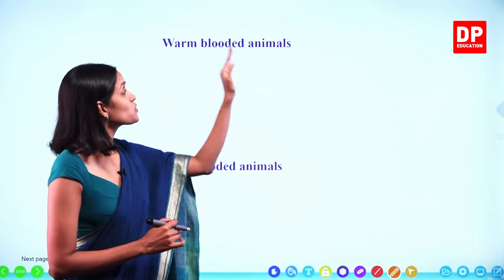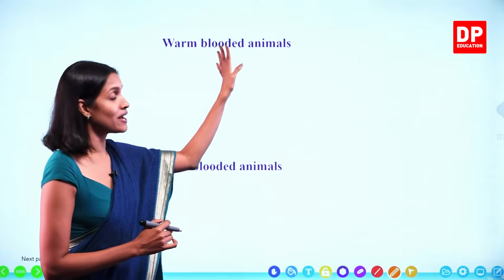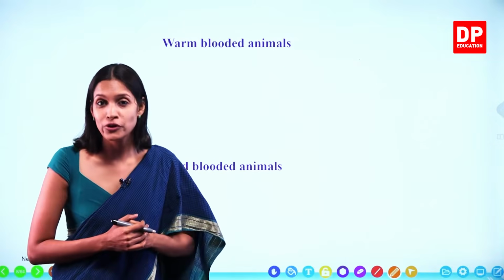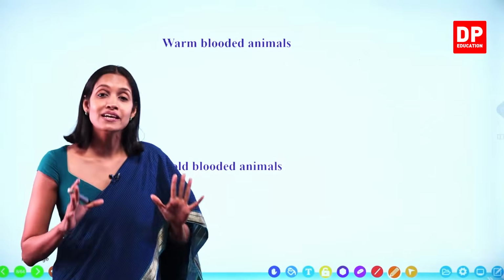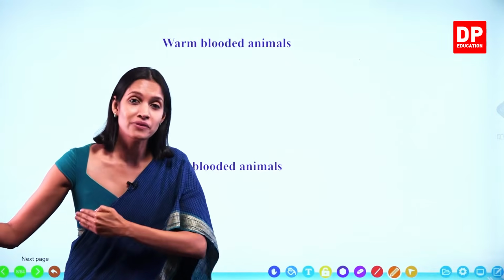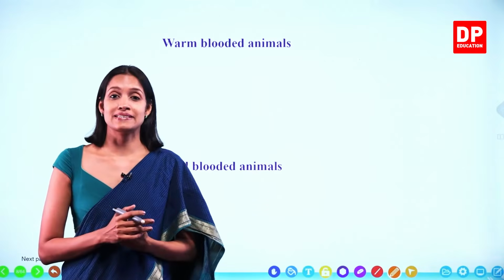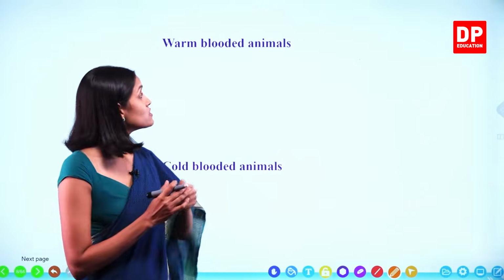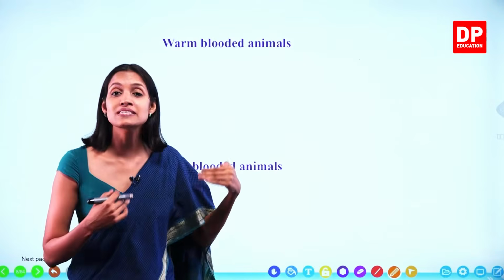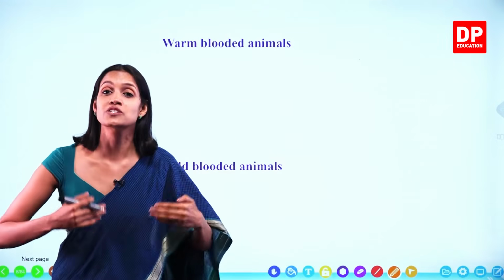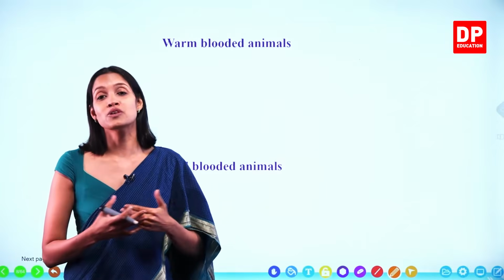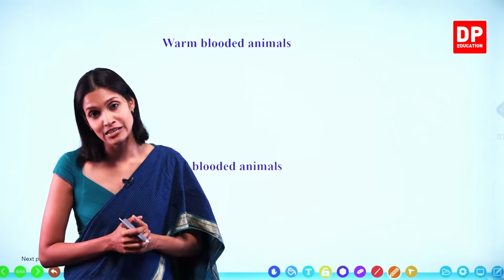Right, children? The best examples for warm-blooded animals are mammals and birds. Mammals can control the same amount of temperature, whatever the temperature of the environment is. Therefore, they are known as warm-blooded animals, which means these types of animals have a special mechanism in their body to increase and reduce the body temperature whenever they need.